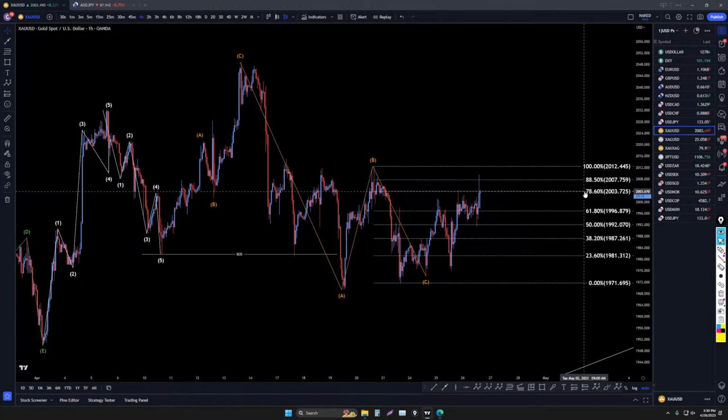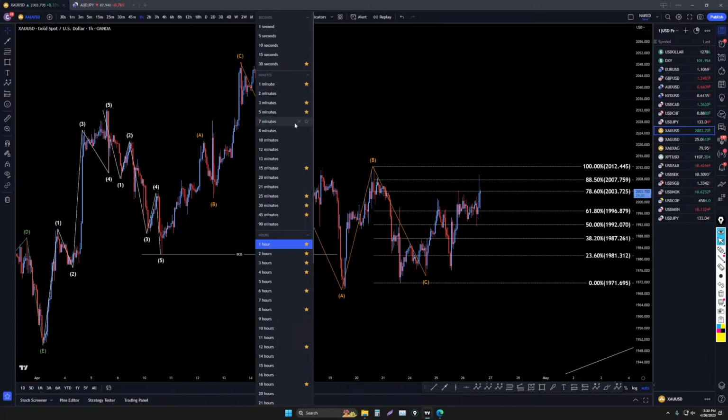No, that did pull all the way back to the 78%. I definitely wouldn't even try to go short on this unless I saw a break of sorts down. Is it an ABC up? I don't even have the 10-minute time frame on here.